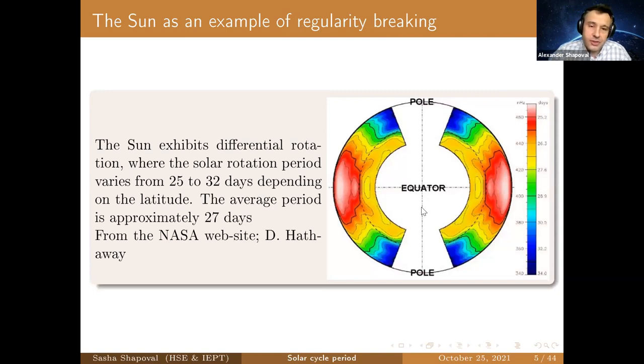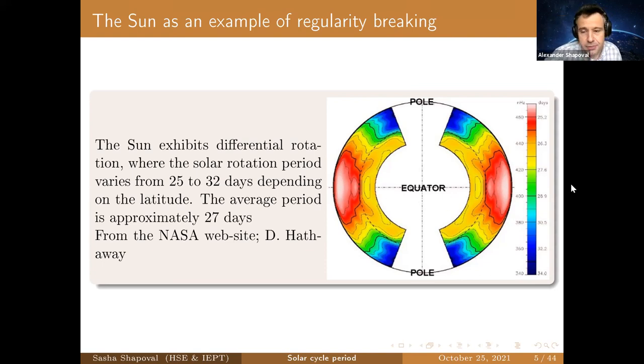The sun also gives us an example of regularity breaking. Because the sun is rotating as the Earth does, but you know the period of rotation of the Earth. Okay, it's one day, day and night. So we are accustomed to this rotation. At first sight, it is difficult to believe that the sun exhibits differential rotation. The period of the rotation depends on the latitude.